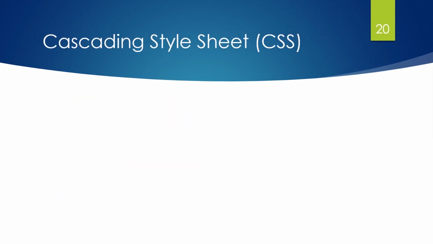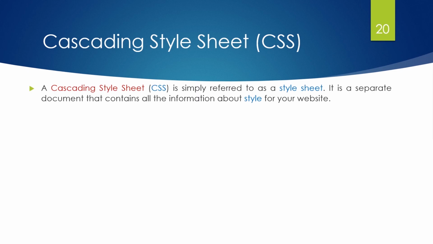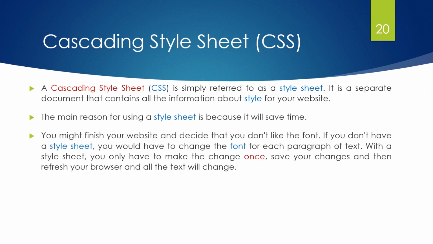Cascading Style Sheet, CSS. A cascading style sheet, CSS, is simply referred to as a style sheet. It is a separate document that contains all the information about style for your website. The main reason for using a style sheet is because it saves time. You might finish your website and decide that you don't like the font. If you don't have a style sheet, you would have to change the font for each paragraph of text. With a style sheet, you only have to make the change once, save your changes, and then refresh your browser and all the text will change.